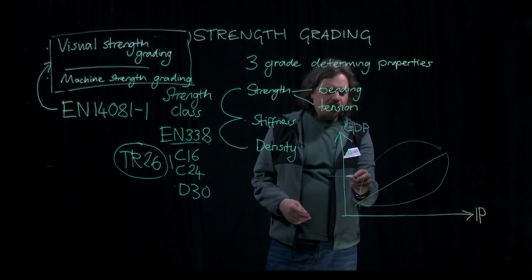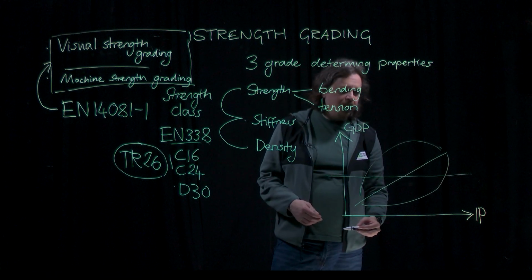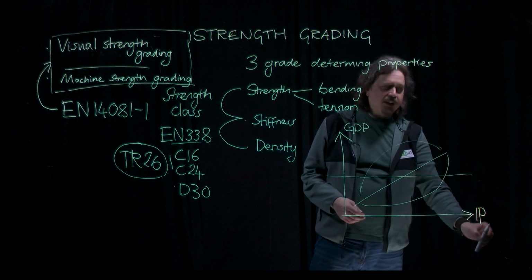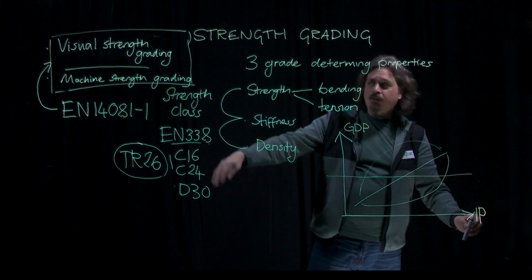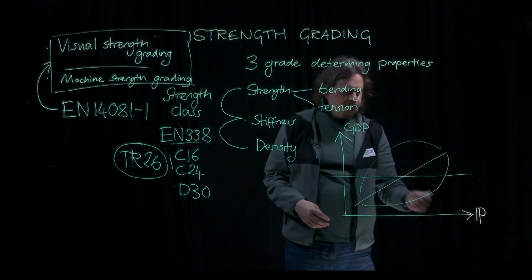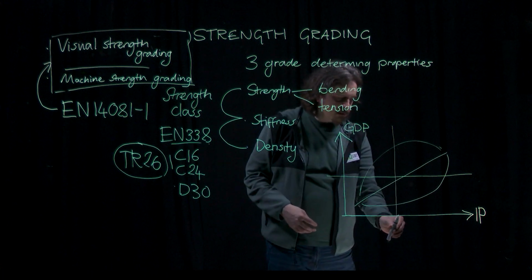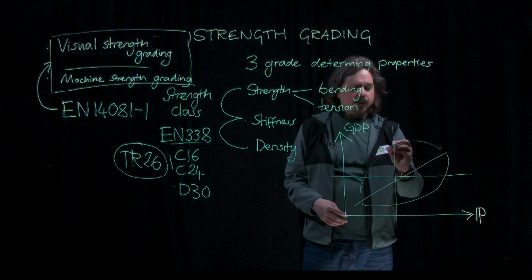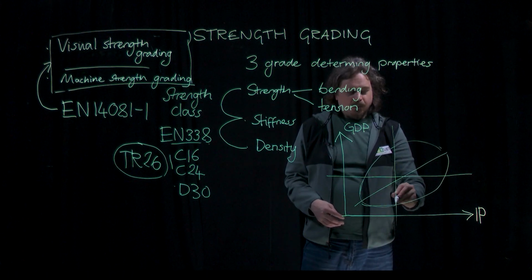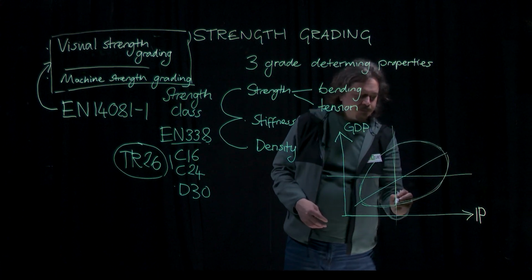We would like to be able to sort the timber according to the thing that we care about, the grade determining property, but we can't do that. We can only make decisions based on our indicating parameter, knot size or measured stiffness value. So we can only make decisions based on this axis. And the whole idea of grading is that we find a threshold that divides the population up in such a way that we separate out the poor timber from the good timber.